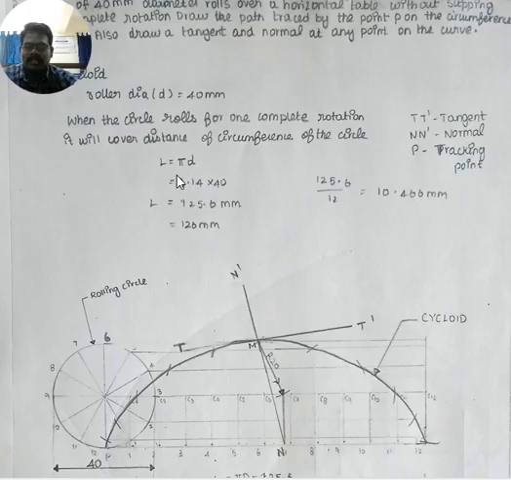We know that the circumference of the circle, length L, equals pi d. Here the diameter is 40 mm, the value of pi is 3.14, and the product is 125.6 mm. You can take it as around 126 mm. So when the 40 mm diameter roller rolls for one complete rotation without slipping in a straight line, it covers a distance equal to 126 mm. Now we have calculated the circumference.